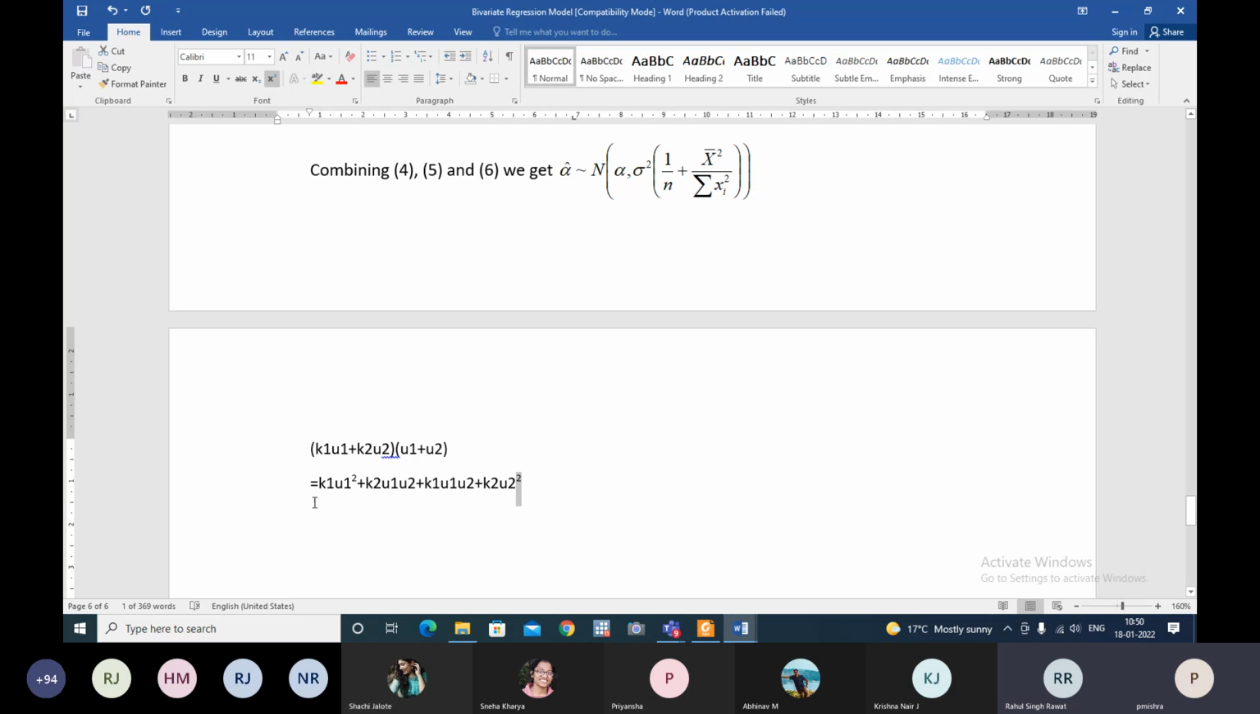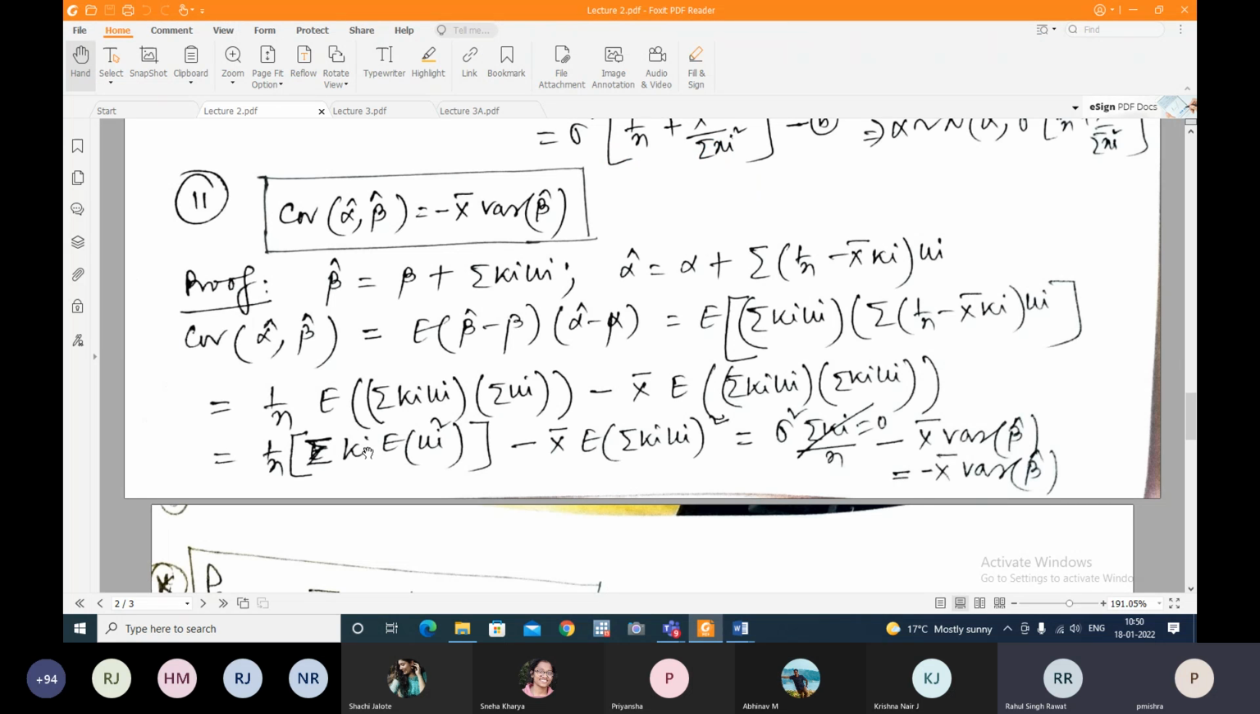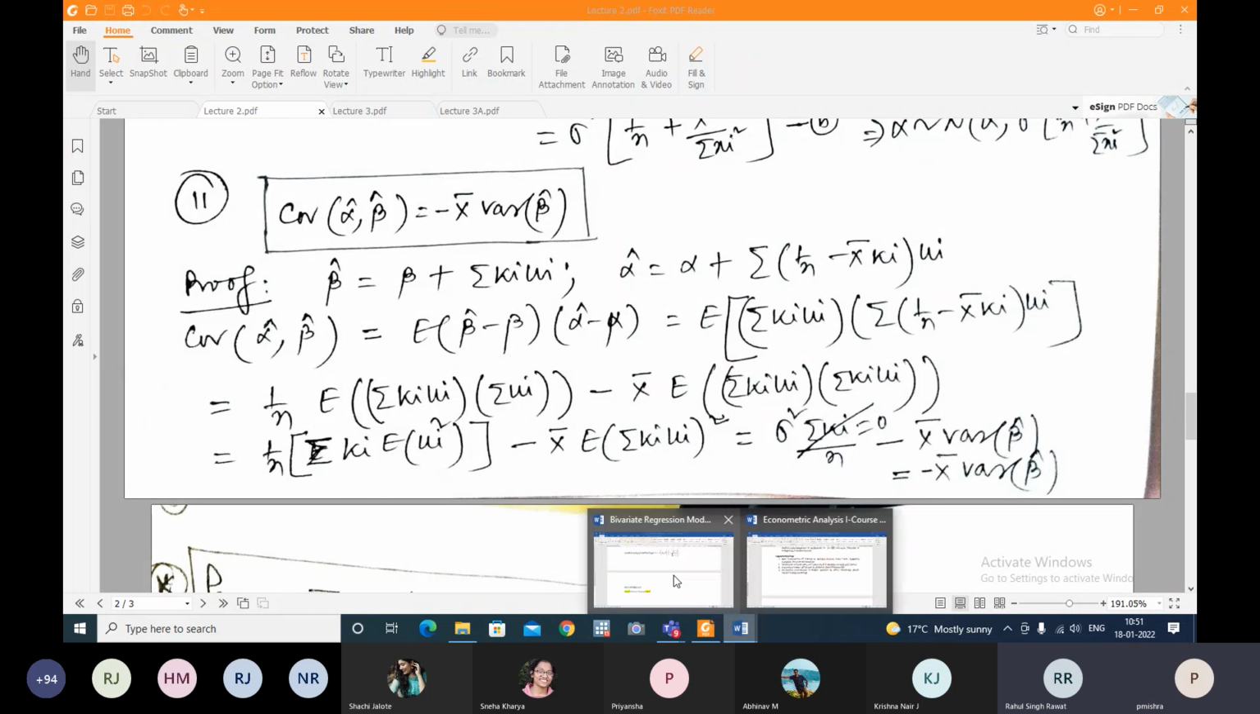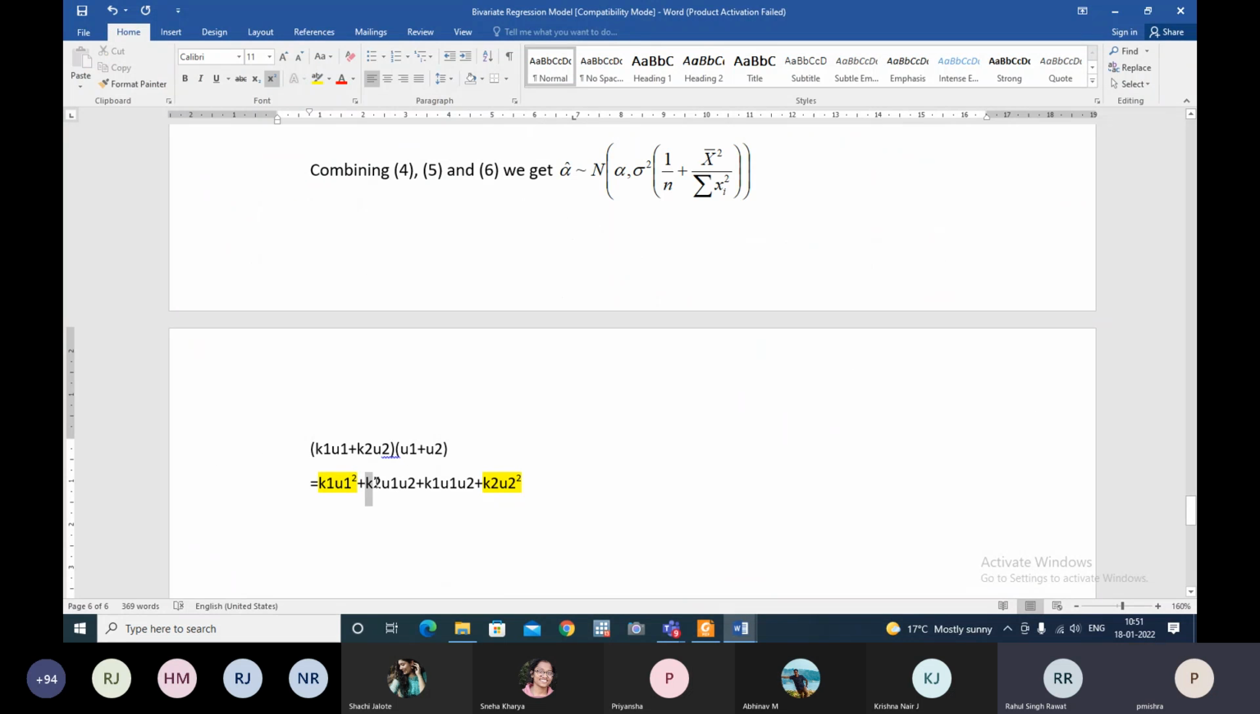So this is basically, I can write it as summation of Ki Ui square. Then it will capture this part and this part. And this is what I have done. You see summation of Ki Ui square, and then I have taken expectation inside. So as I am taking expectation inside, it is coming as summation of Ki expectation of Ui square. Now the question is the second part, that is this part.